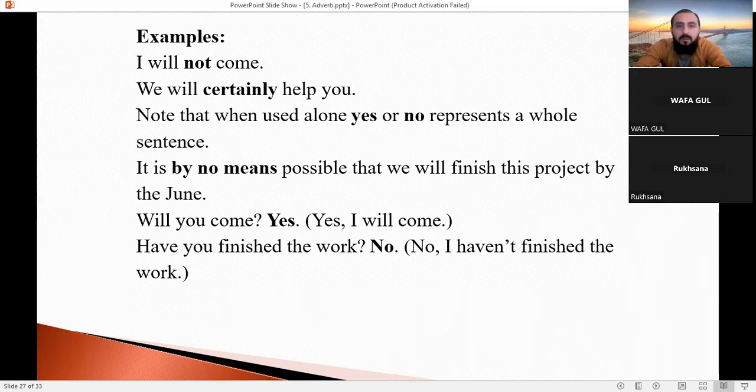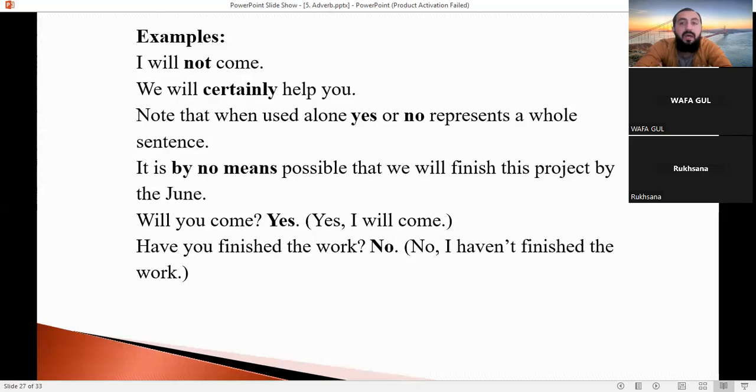It means that when you answer the question, for example, will you come to the class tomorrow? Yes. So this yes represents the whole sentence: Yes, I will come to the class. If you answer the question no, so no represents the whole sentence. It is by no means possible that we will finish this project by June. Will you come? Yes. Have you finished the work? No. So no stands for no, I haven't finished the work. Yes stands for yes, I will come.